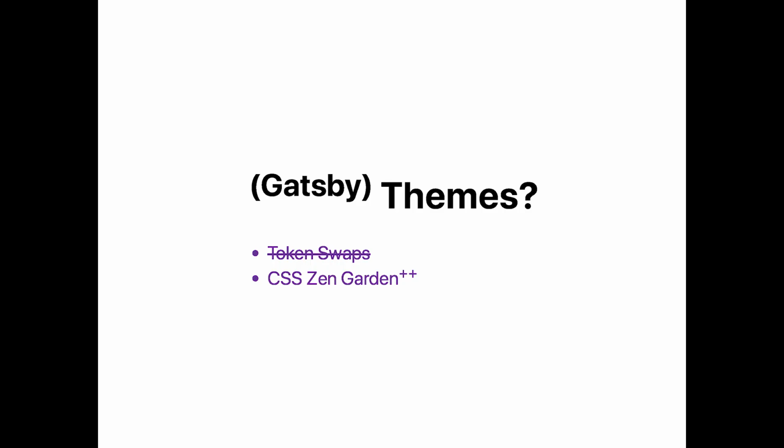So going back to token swaps and the CSS Zen Garden ideas, token swaps are more of a runtime thing, right? So with Gatsby themes, you can build the infrastructure that supports a token swap, right? You can support light mode and dark mode. But you might want to configure that with different light modes and dark modes depending on whose blog you're on, right?